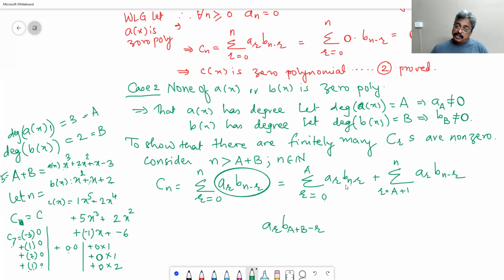Okay, so this is the first term. Let us consider the first term. If r is equal to 0, a0 will be there, but n is greater than a plus b, right? So whatever I have written here is not correct.